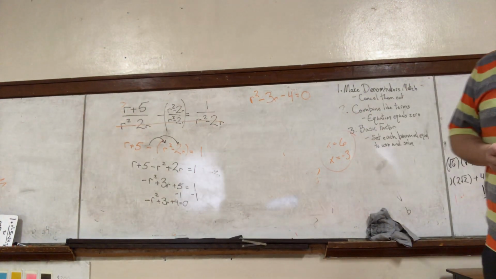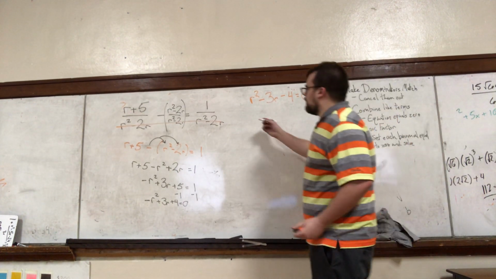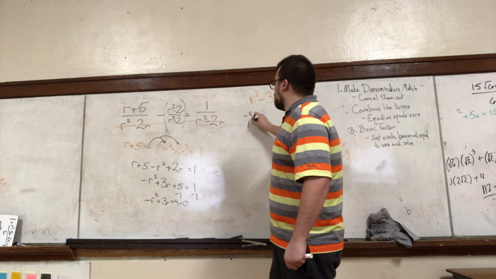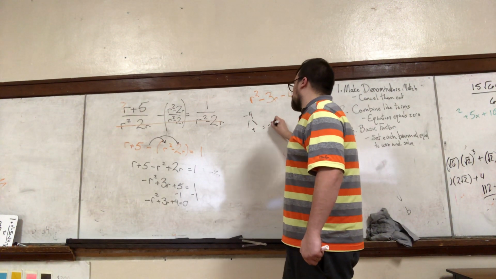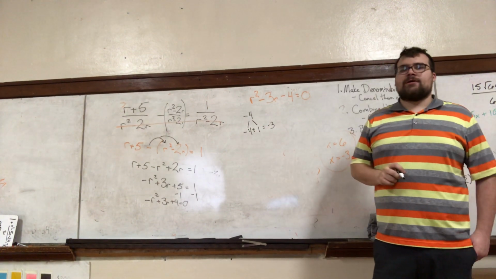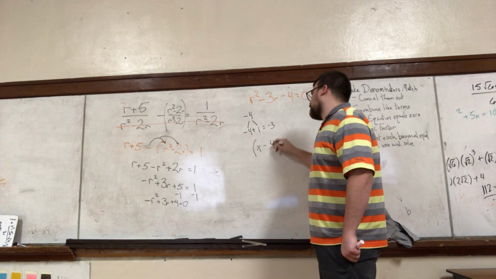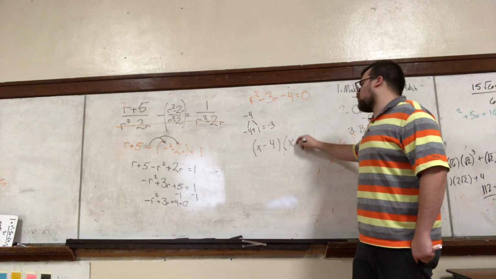Now when we basic factor it, we're looking for factors of negative 4 that add to negative 3. As you all said, negative 4 and positive 1. Meaning our factors are going to be x minus 4, x plus 1.